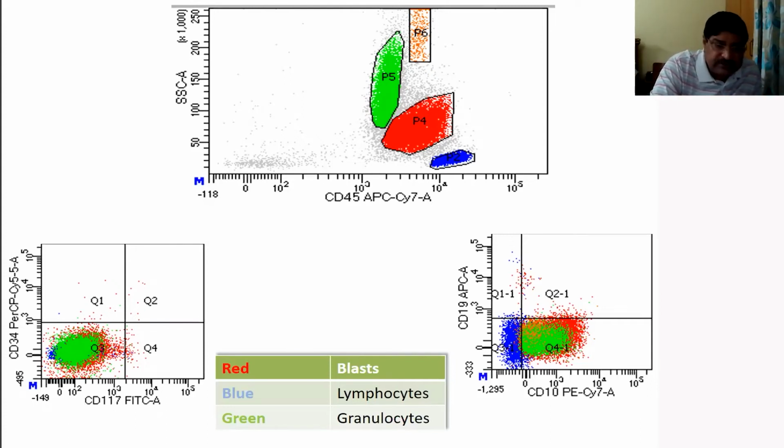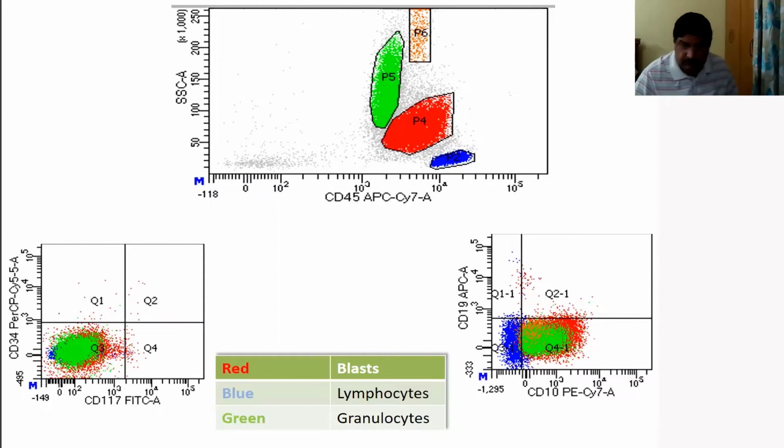So here you have CD34 and CD117 being negative. Which is your population of interest? Your population of interest is P4, which is red in color. So negative for CD34 and CD117. And this blue population is actually the lymphocytes, and P5 is your neutrophils. That is how the scatter plot is interpreted. And here in CD10 and CD19, you have them CD10 positive. Neutrophils are always CD10 positive. We see the green population is CD10 positive, and this P4 population is also CD10 positive.